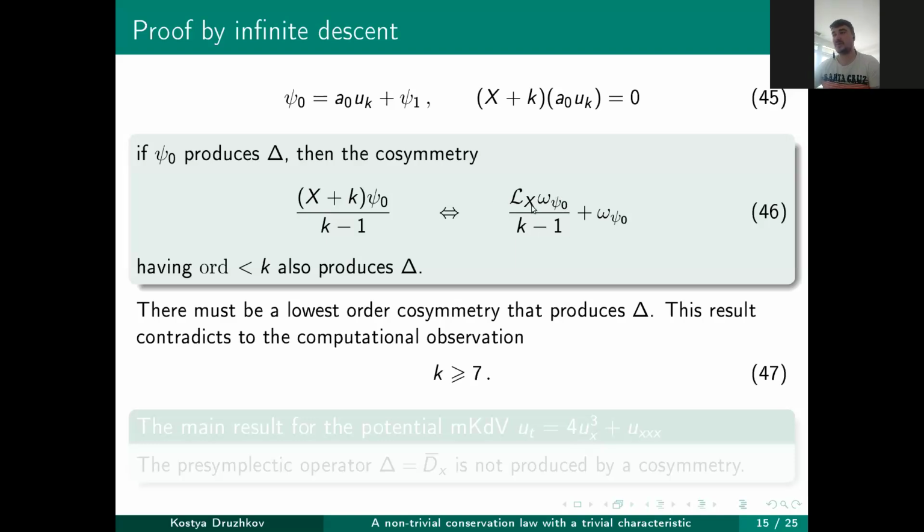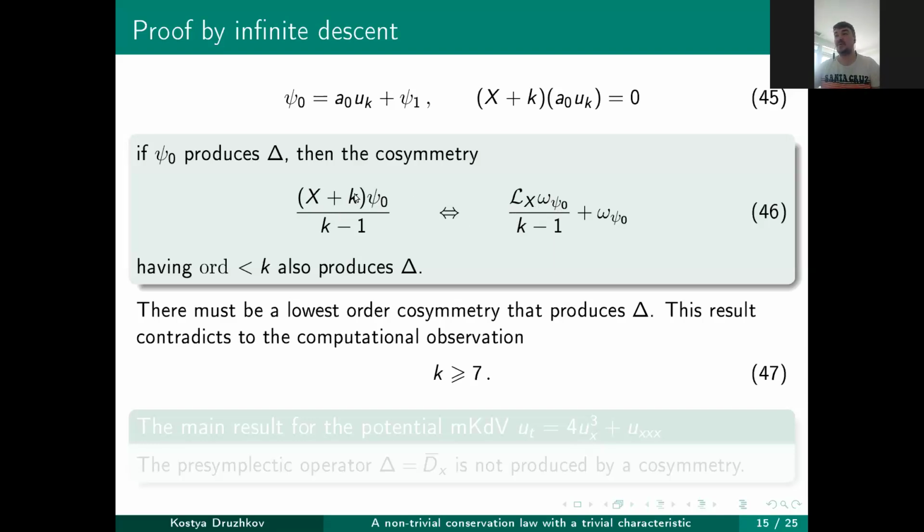It's easy to see because d1 and the Lie derivative commute. This term vanishes, and we just get d1 of this term, which is omega itself, the presymplectic structure omega. So it means that this variational one form also produces the same presymplectic structure. And in terms of cosymmetries, we see that this cosymmetry produces the same presymplectic structure.